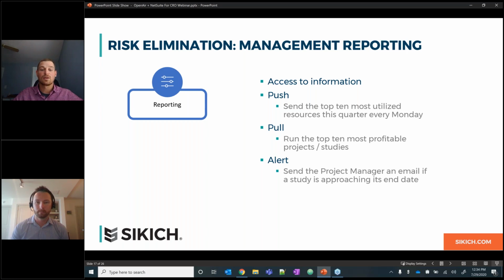And then alerts are more of a proactive approach, to say, I want an email if a study is approaching its end date or we're over used hours. You name these, and it's not something where we come and say, what are all the alerts that you want? We actually give you the ability to learn how to build these yourselves, and it's all very configurable and configuration based.